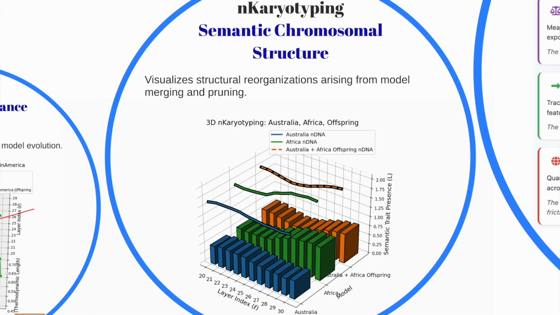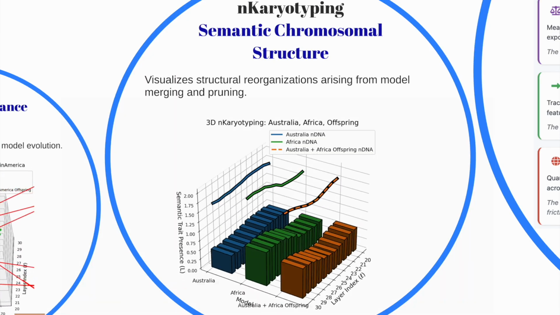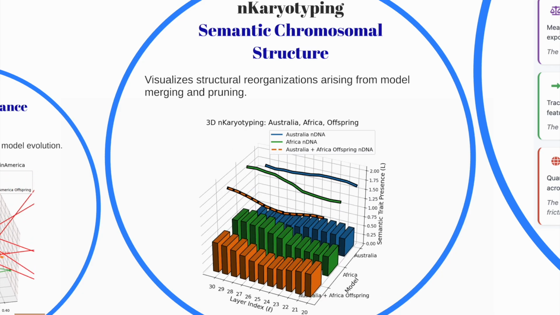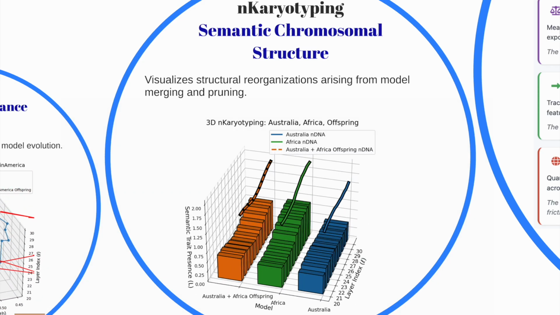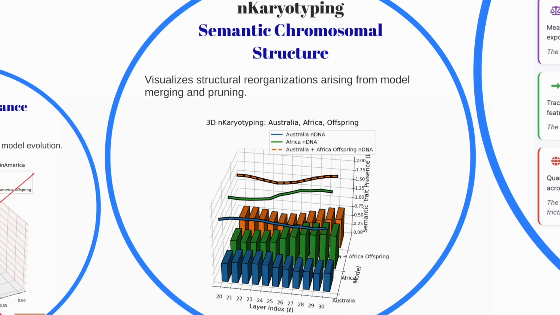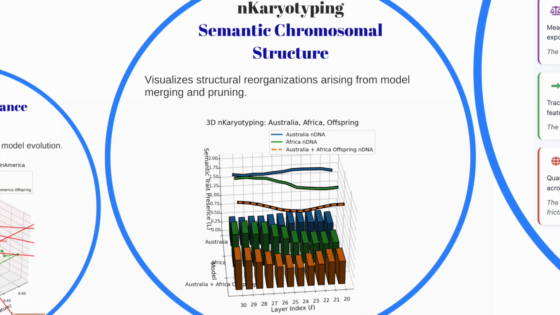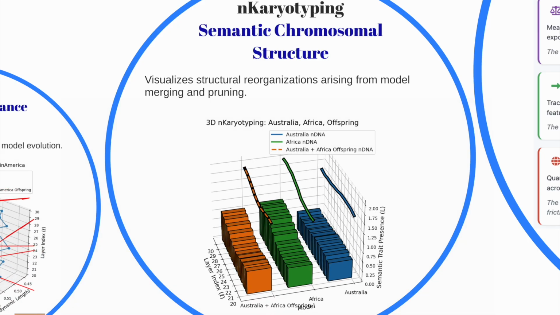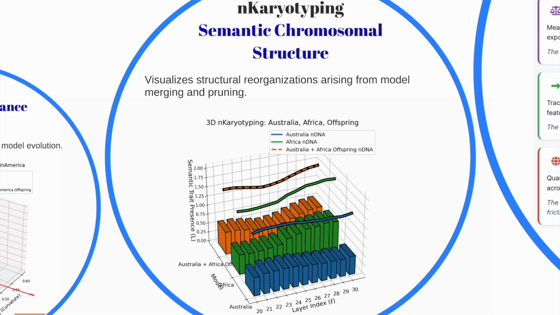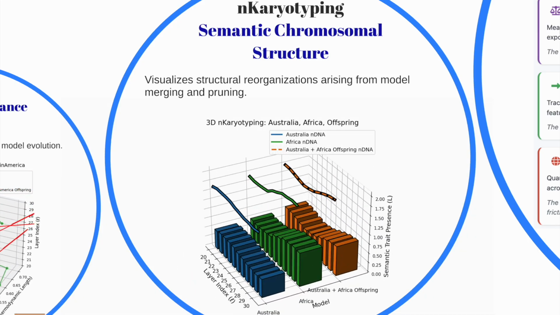How to read the 3D chart. Layer axis: the diagonal layer index shows depth through the stack. Model axis: 3 groups, parent A, Australia, parent B, Africa, and their offspring. Vertical axis: semantic trait presence. Taller bars mean a stronger concentration of that semantic block at that layer.